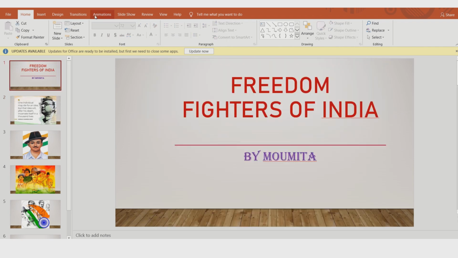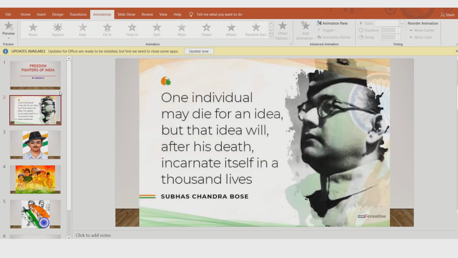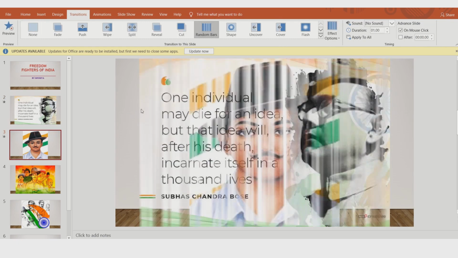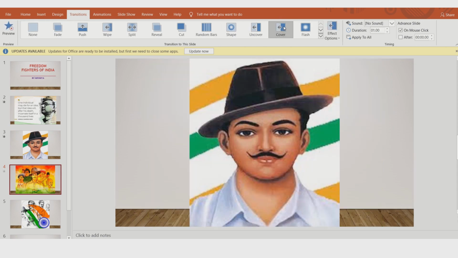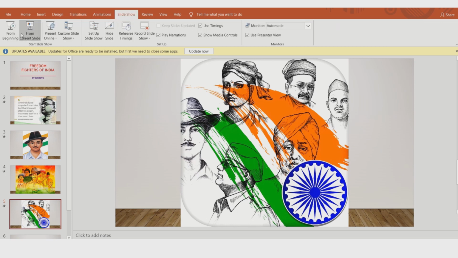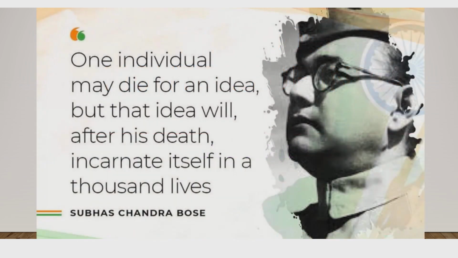And you can give animation also like this. Suppose this one, and I am just choosing the animation. So in this way you can give animation also, and now I am showing the slide, that means the slideshow view. Click on Slide Show, and then From Beginning, this is our photo album.